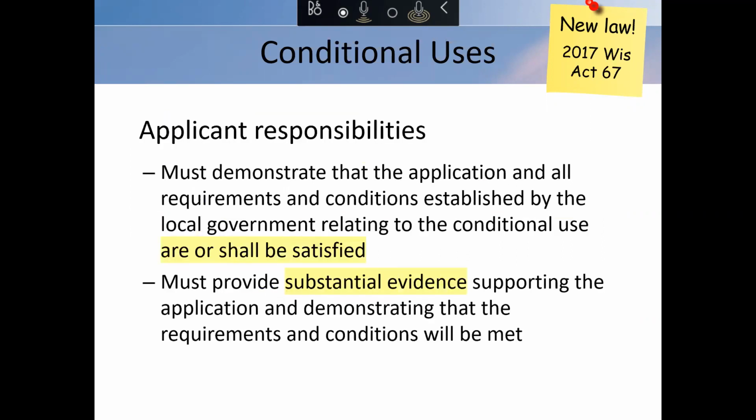So what are the roles, the responsibilities of the applicant? They must demonstrate that the application and all requirements and conditions established by the local governments relating to the conditional use are or shall be satisfied. They must provide substantial evidence supporting the application and demonstrating that the requirements from the ordinance and the conditions will be met.